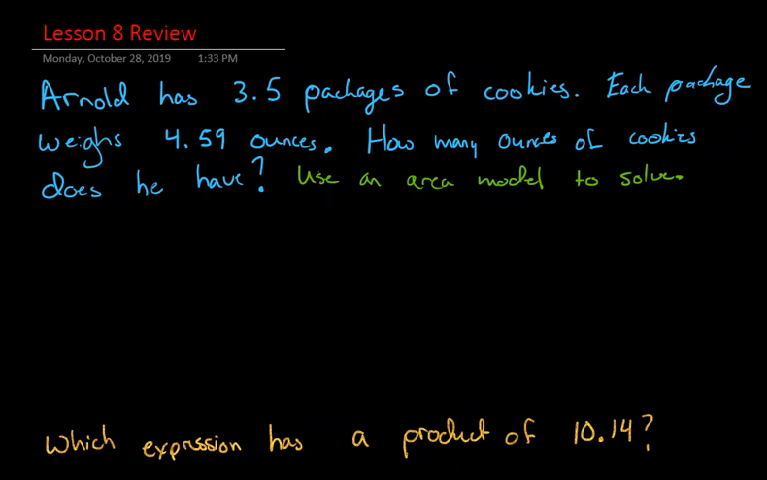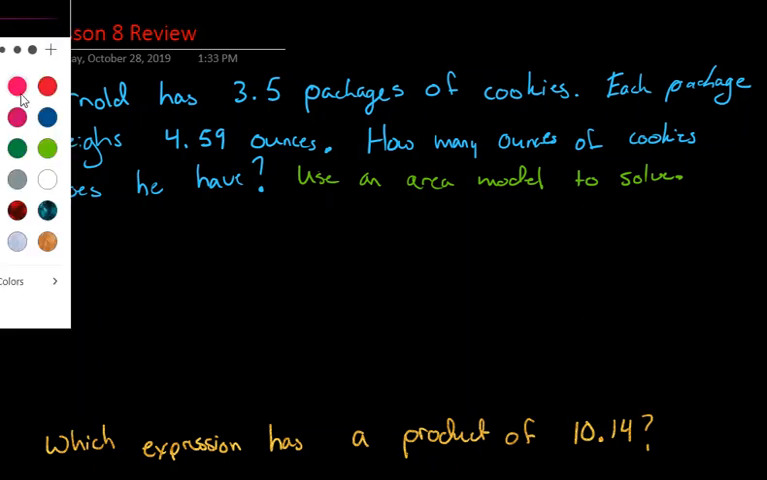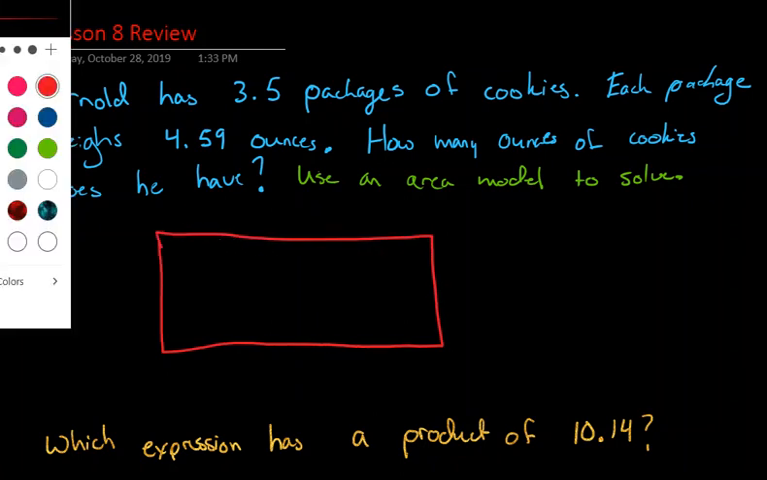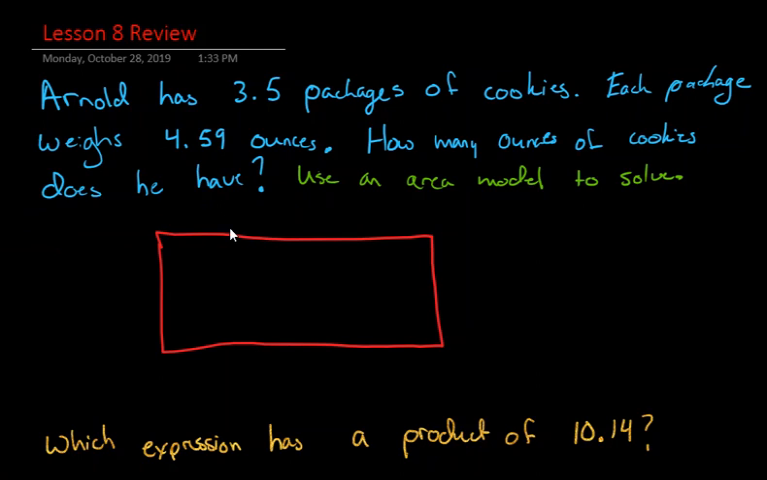So the first thing I need to do whenever I use an area model, I draw a rectangle. So let me draw a rectangle. And then what I do is I'm going to divide my decimal up by place value. The problem I am doing is 3 and 5/10 times 4 and 59 hundredths, because I want to find out how many cookies I have.